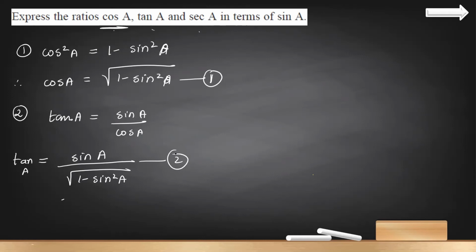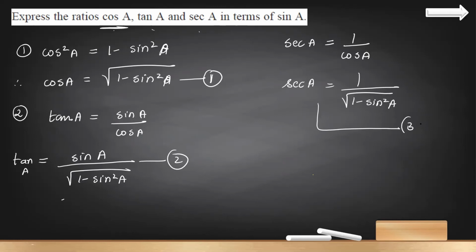And then we have sec A. Now sec A is what? Sec A is 1 upon cos A. And cos A in terms of sin is this. So we just need to substitute the value of cos A. Sec A is equal to 1 upon under root 1 minus sin square A. So this is the third thing I want. So cos A, tan A, and sec A, we have written in terms of sine. That means your RHS should consist only of sine terms, not any other ratios, right?